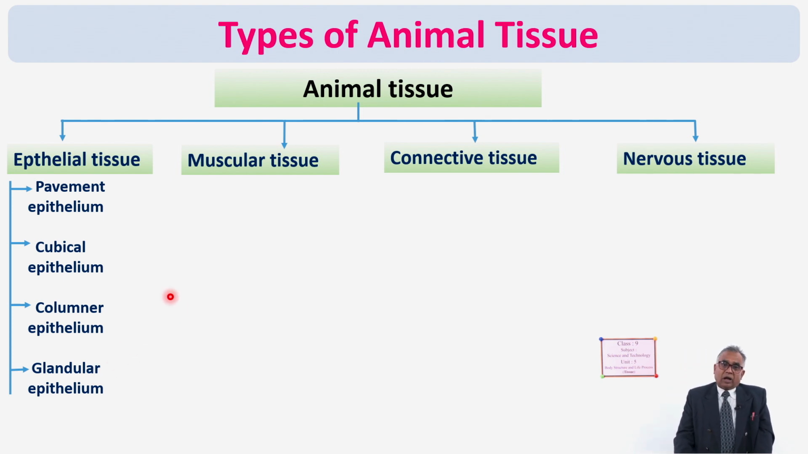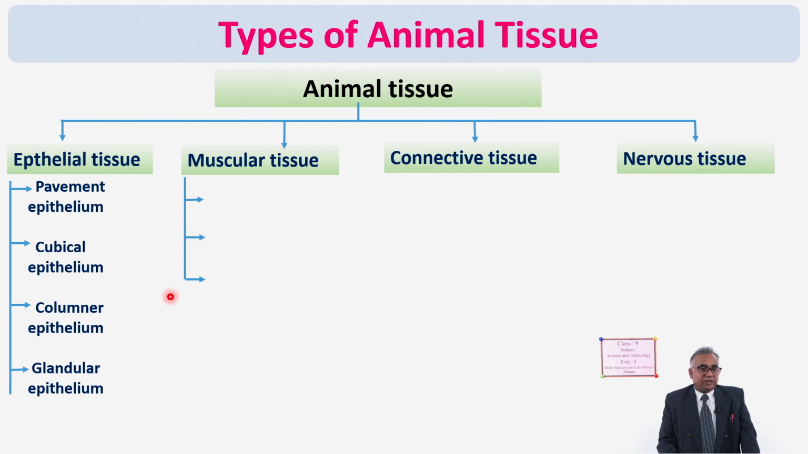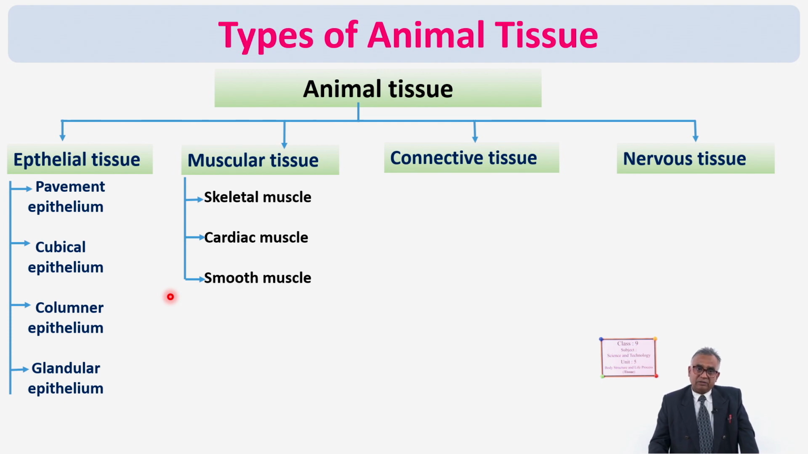Muscular tissue is further divided into three major types. They are skeletal muscle, cardiac muscle, and smooth muscle. We will discuss these types later, so I am not going to elaborate on them again. Just the names you have to memorize today: skeletal muscle, cardiac muscle, and smooth muscle.